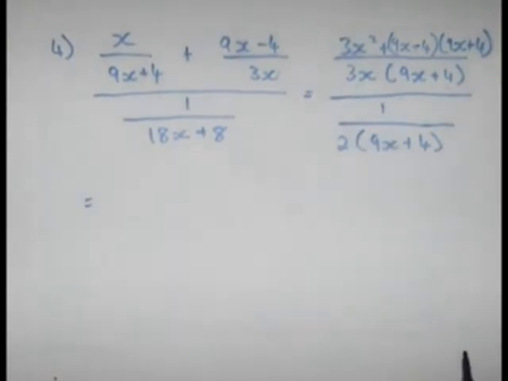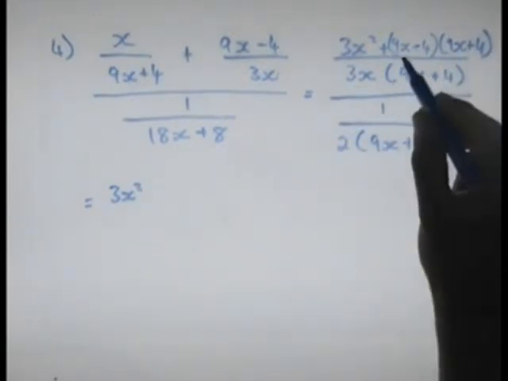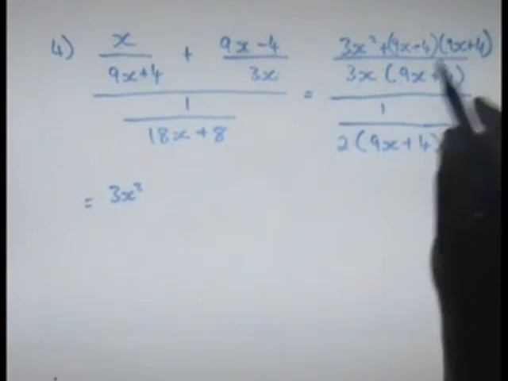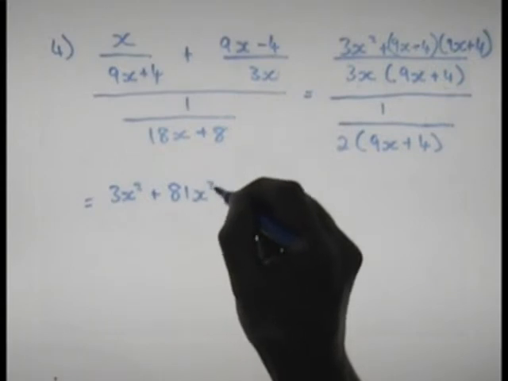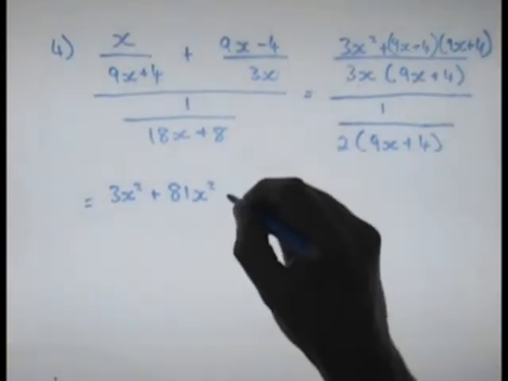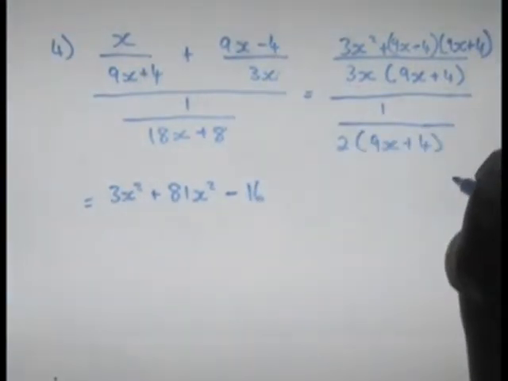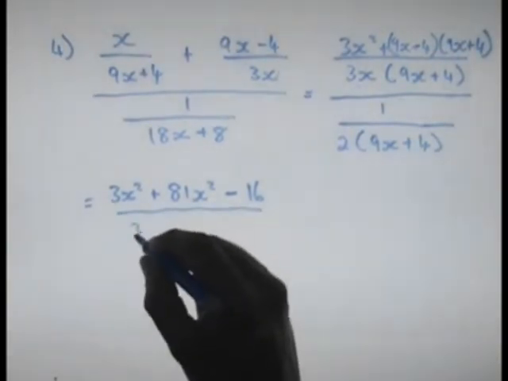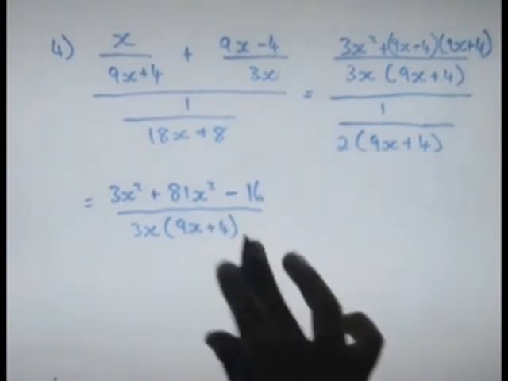That's going to equal 3x squared plus 9x minus 4 multiplied by 9x plus 4. That is a difference of two squares. If I multiply that out, that will give me 81x squared minus 16. And that's all divided by 3x multiplied by 9x plus 4. Let's leave that as is for now.